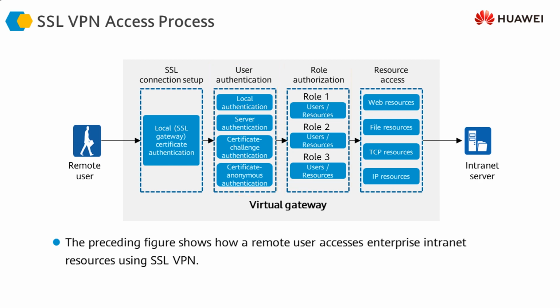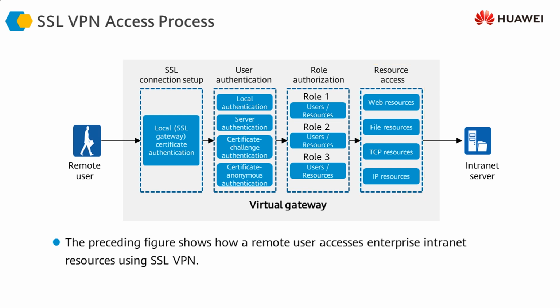Once the authentication is done, we have to assign the authorized resources that are available to the user, so we need to do user authorization. Then the role authorization is done, and the user is provided access to different types of resources. Those resources can be web resources, file resources, or TCP/IP resources, any of the resources. We'll look at these different types of services in a little more detail later in these videos.